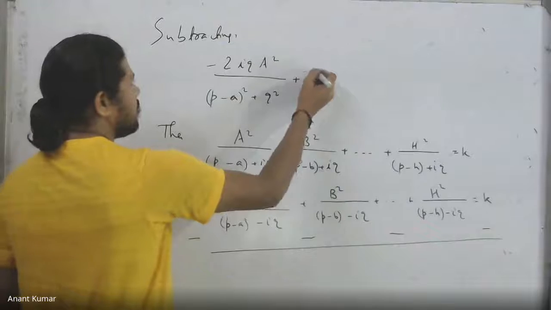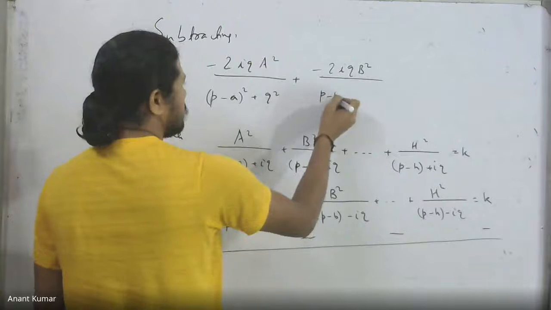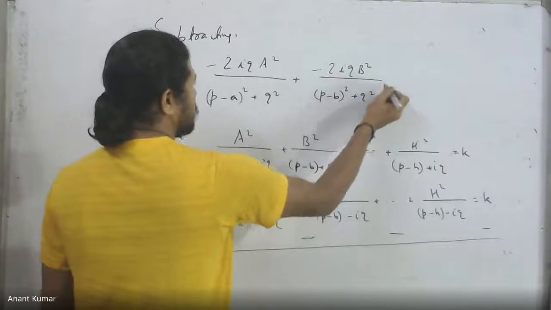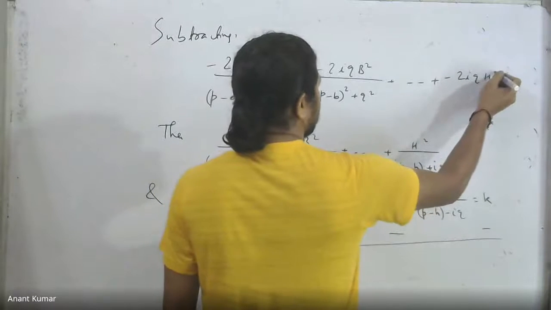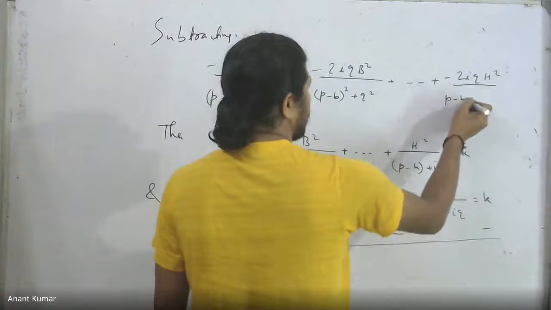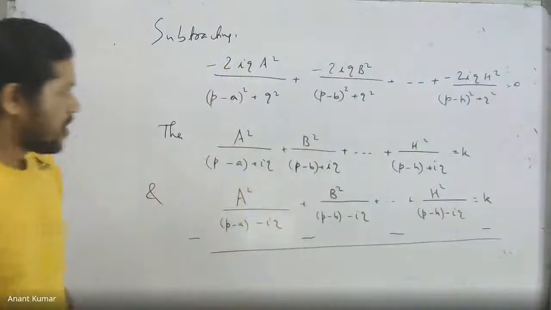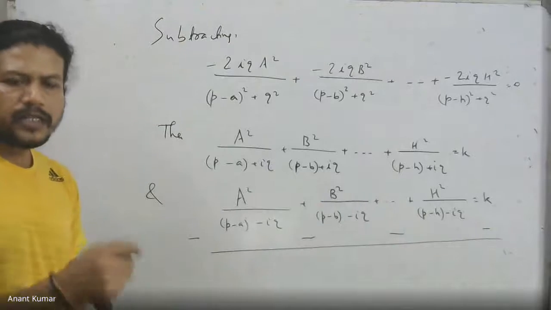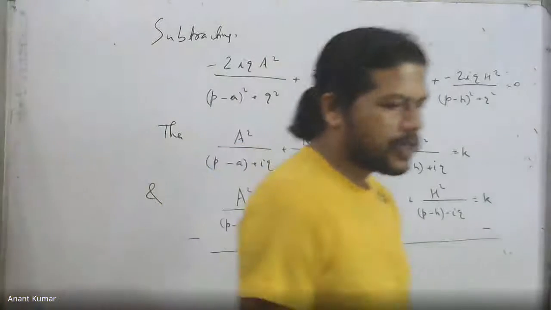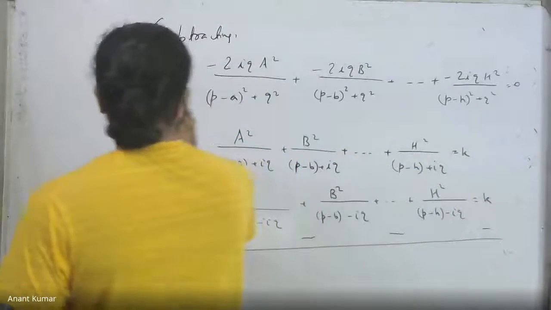Similarly for the other terms, minus twice IQ into B square upon P minus B whole square plus Q square. And finally, minus twice IQ H square upon P minus H whole square plus Q square equal to 0. So now you see in this case that if I just pull out twice IQ common over there, we end up getting the sum of the squares. The sum of the squares cannot be 0, unless, obviously assuming that all of A, B, C are not 0. So in that case, we end up getting.